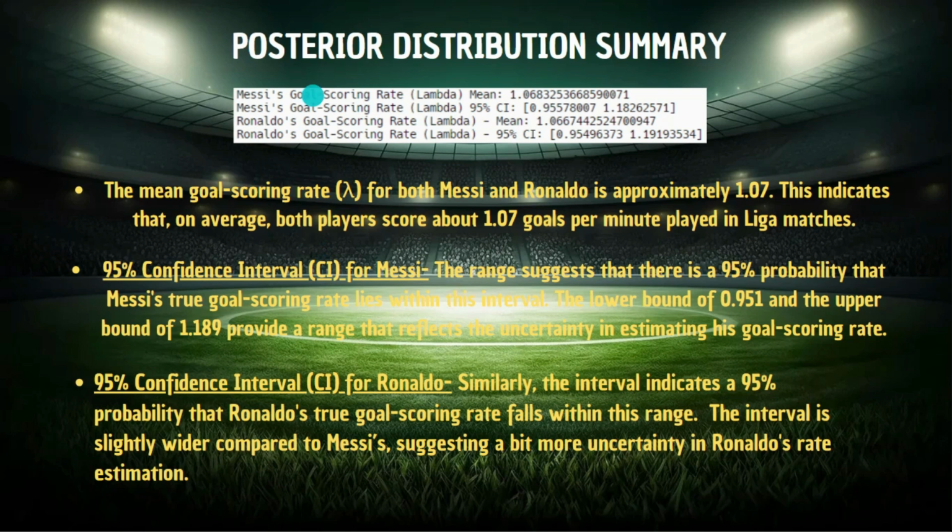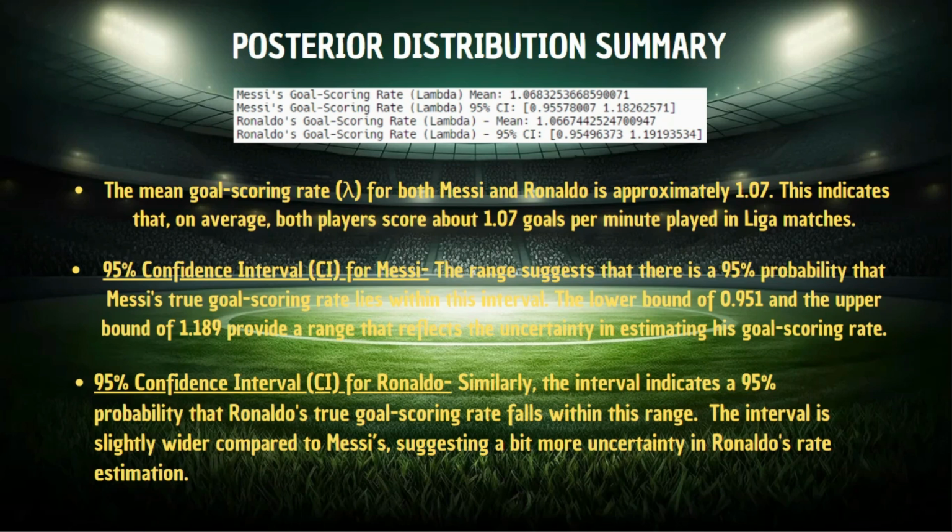So we can see in the posterior distribution that the mean goal scoring rate, lambda, for both Messi and Ronaldo is approximately 1.07. This indicates that on average both players score about 1.07 goals per minute in Liga matches. For the 95% confidence interval for Messi, the range suggests that there is a 95% probability that Messi's true goal scoring rate lies within this interval. The lower bound of 0.951 and the upper bound of 1.189 provide a range that reflects the uncertainty in the estimate of his goal scoring rate.